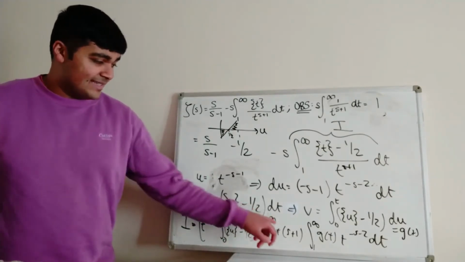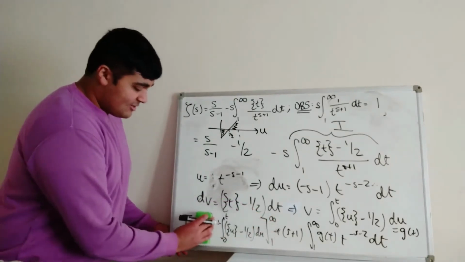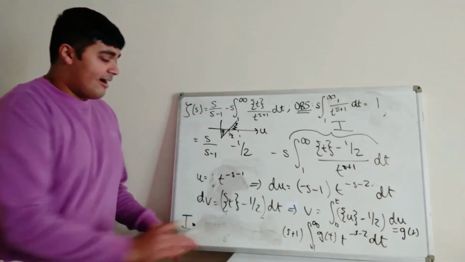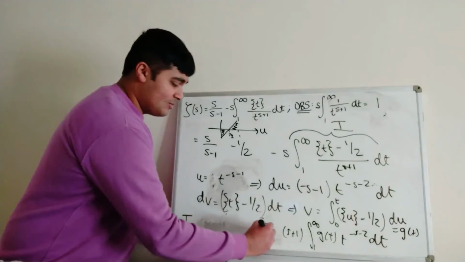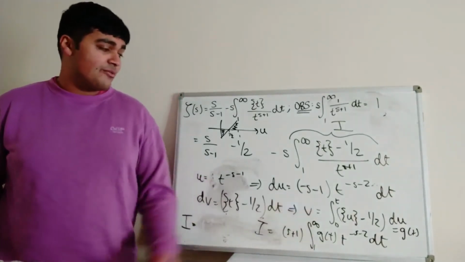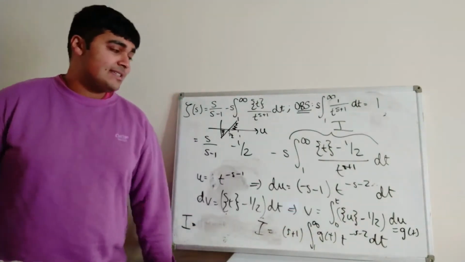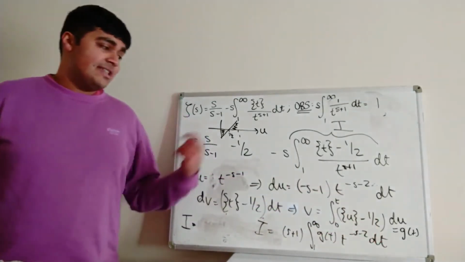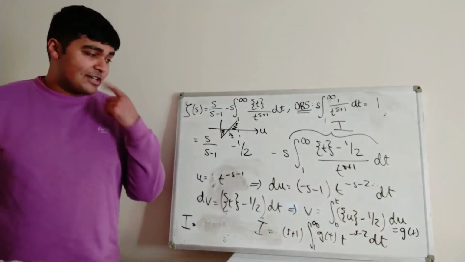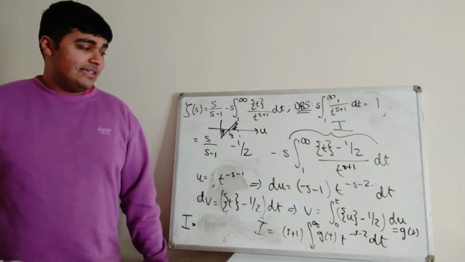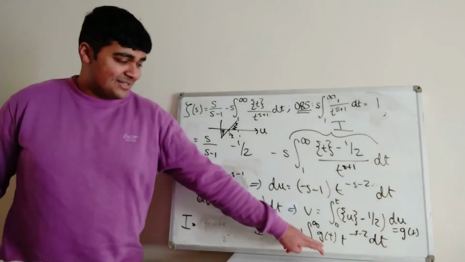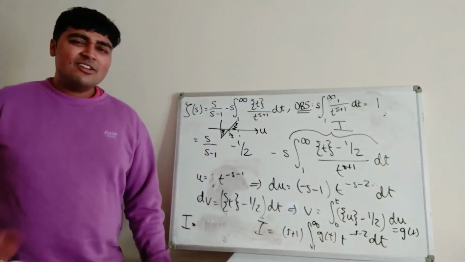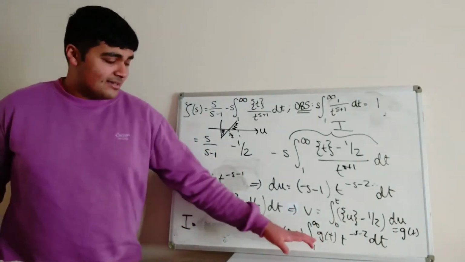So what's quite nice is this whole thing here vanishes. So we can just get rid of this completely. So we get that I is just equal to s plus 1 times the integral from 1 to infinity of g of t times t to the minus s minus 2 dt, where g of t is this function here, the integral from 0 to t of the fractional part of u minus a half du. But of course, this integral involves another integral hidden within g of t, so we've got to do a bit more work to have a play with this.